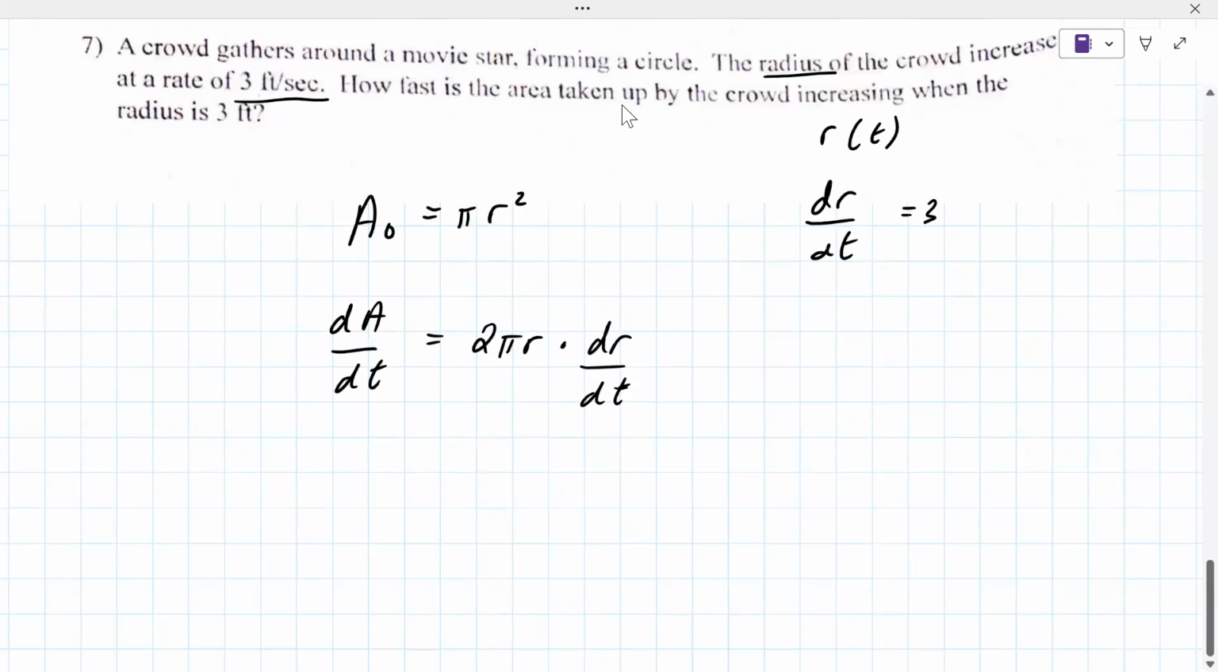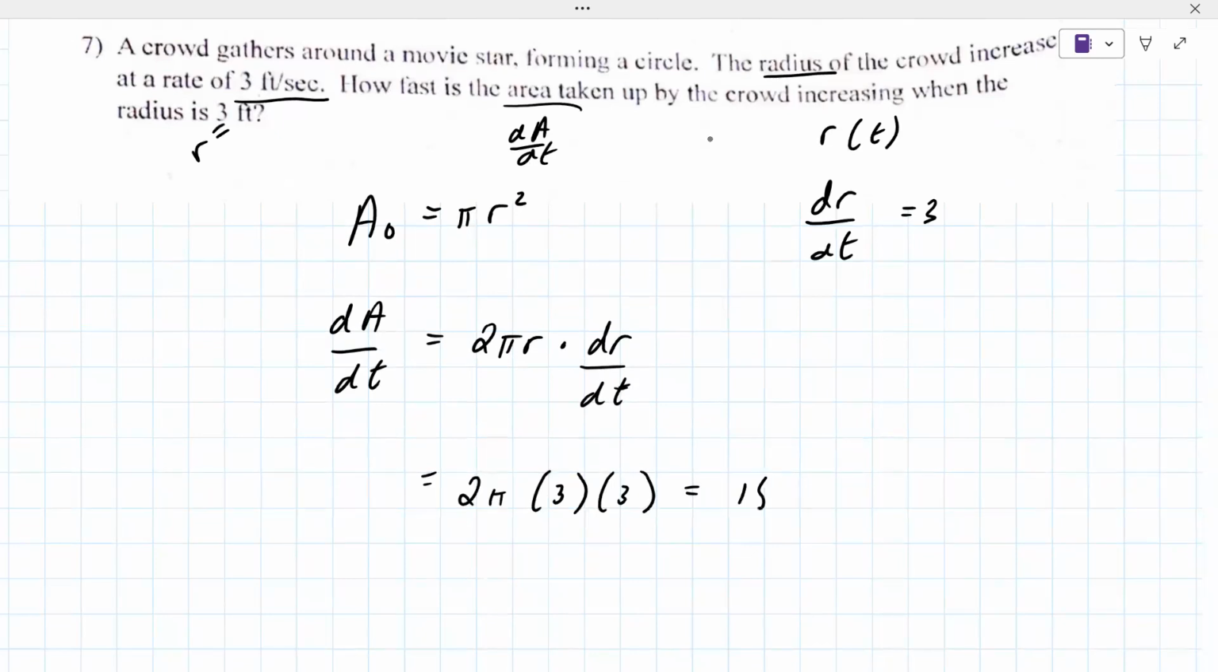So how fast is the area taken up by the crowd increasing? They're basically asking for dA dt, and you have the radius is 3. That's right there. The radius is 3, and dr dt is also 3. So this ends up being 18 pi, and then the units of area are feet squared per second.